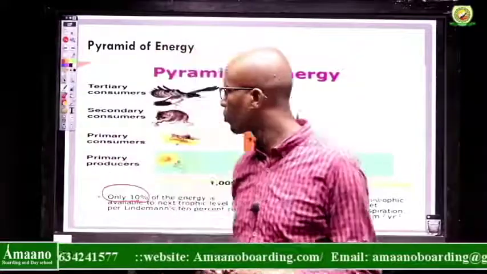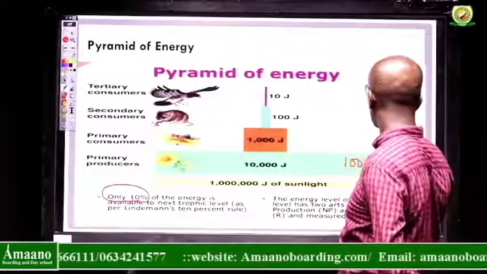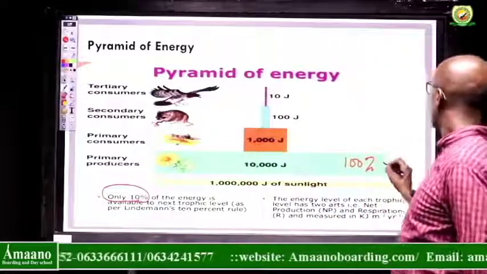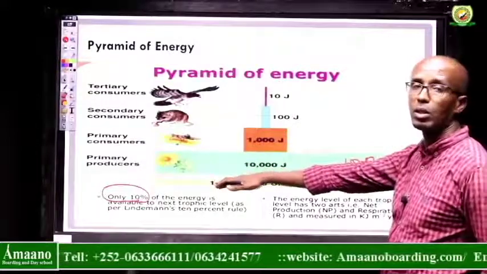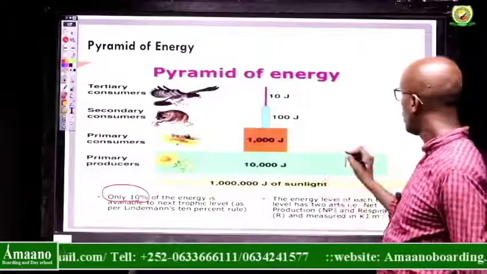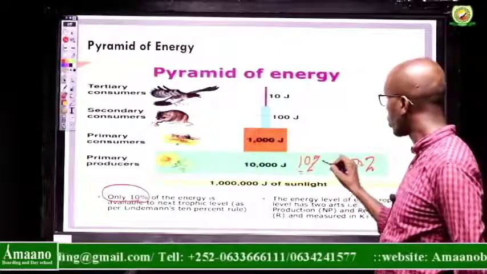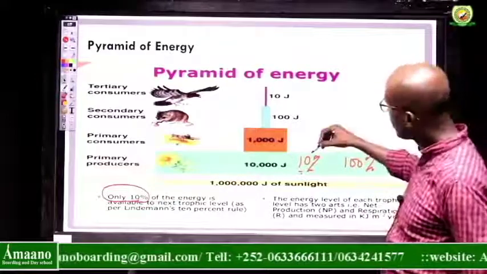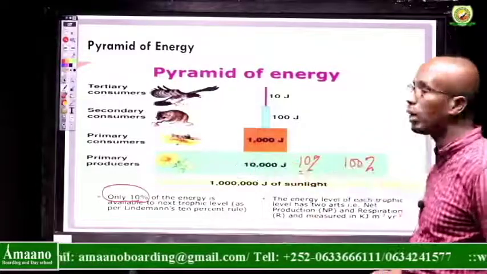The 10% rule means the producers, for example, get 100% because they are the producers, they make their own food. So 90% of this energy is used by the plant for its various activities, like respiration, growing, sensitivity, and so on. Only 10% is used for growth, making new cells. So that is the only part of this energy which remains in the body of the plant.